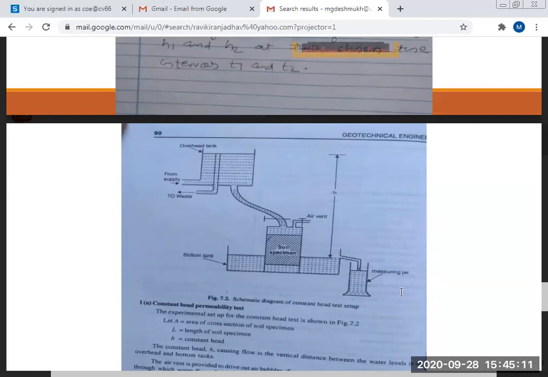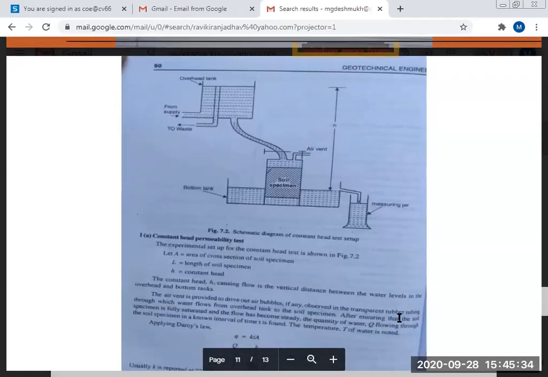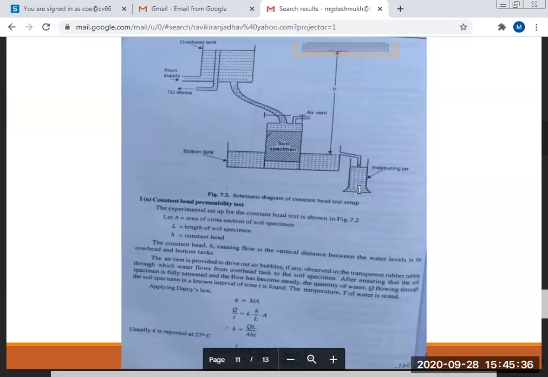What you find is Q. Q is nothing but the volume of water divided by time. This is very simple. From the stopwatch, we decide the time. We keep it for 1 minute, and see how much water comes in 1 minute. You take that volume, and from that you will get Q. This is the only thing you have to do in the laboratory.